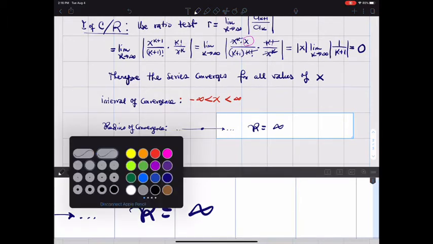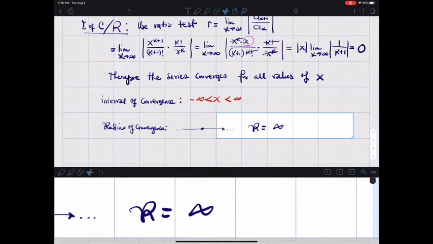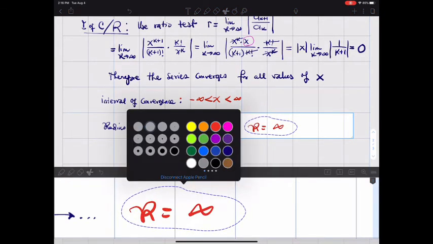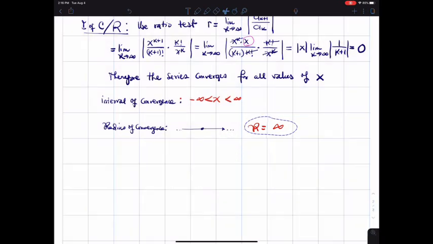Now let me make it red. Why not? Just for this problem, I'm going to write a bunch of things. But for the next problems, I'm going to act like I have only one color, just blue.